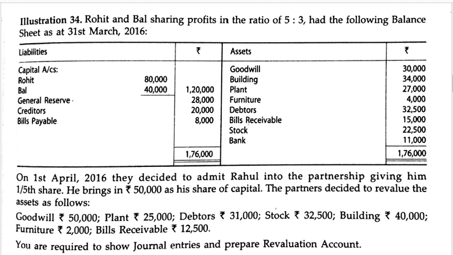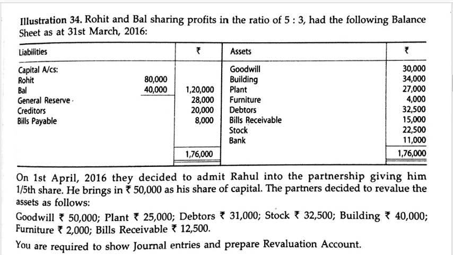On 1st of April 2016, they decided to admit Rahul into partnership, giving him 1/5 share. He brings in 50,000 as his share of capital. The partners decide to revalue the assets as follows. Goodwill is to be revalued at 50,000, plant 25,000, debtors 31,000, stock 32,500, building 40,000, furniture 2,000, bills receivable 12,500. You are required to show the journal entries and prepare the revaluation account.